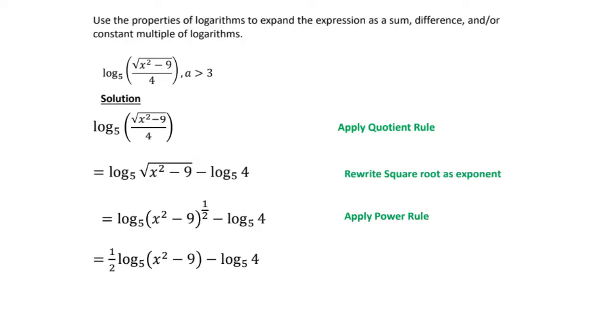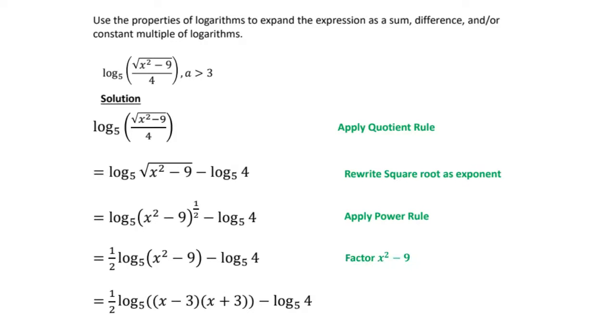But we're not done yet. This x squared minus 9, we can rewrite that. I see that as a difference of squares, so we can factor it. x squared minus 9 is the same thing as x minus 3 times x plus 3. So now we have a log of base 5, and the input is two things that are being multiplied with each other. So now what can I do?